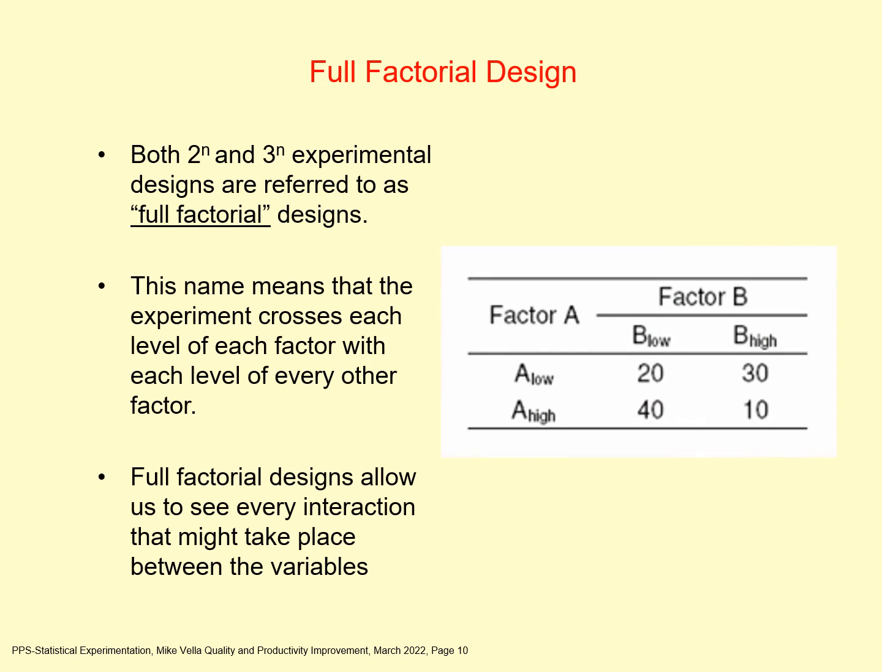So both the 2^n and the 3^n experimental designs are referred to as full factorial designs. This name means that the experiment crosses each level of each factor with each level of every other factor. Full factorials allow us to see every interaction that might take place between variables.